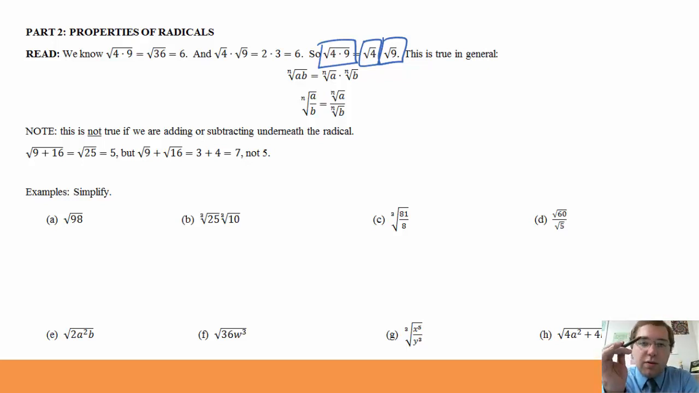Similarly, the square root or the nth root of a fraction is the nth root of the numerator over the nth root of the denominator. This is not true if we are adding or subtracting underneath the radical. The square root of 9 plus 16, which would be the square root of 25, which is 5, is not the same as the square root of 9 plus the square root of 16. I cannot split it up if I'm adding or subtracting underneath the radical. But if all I'm doing is multiplying and dividing, I can split it up.